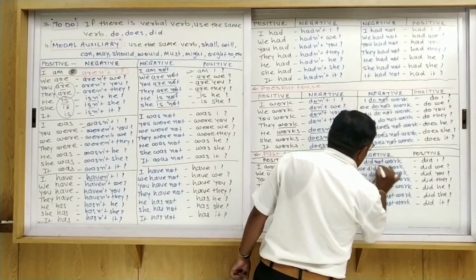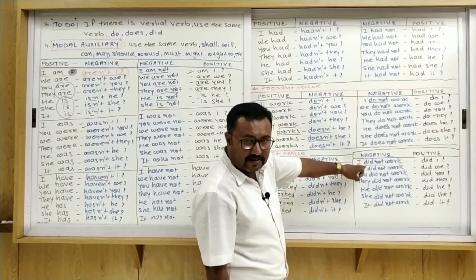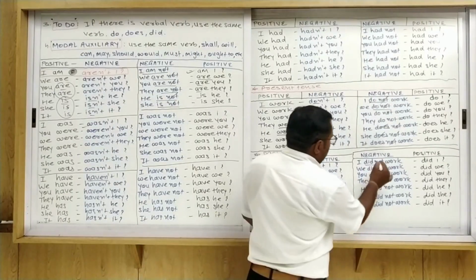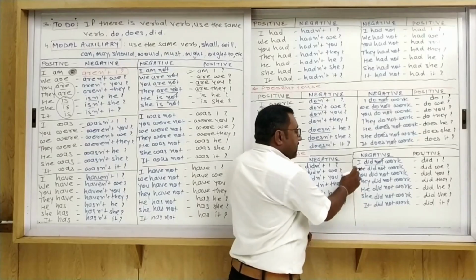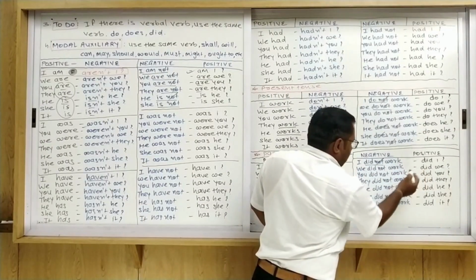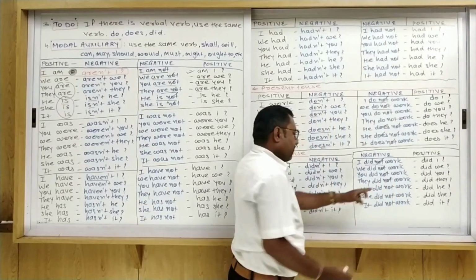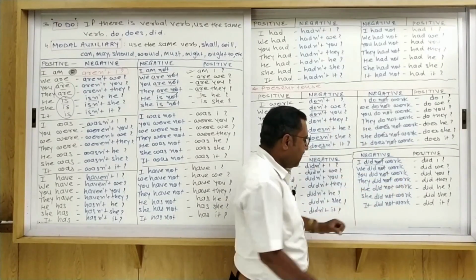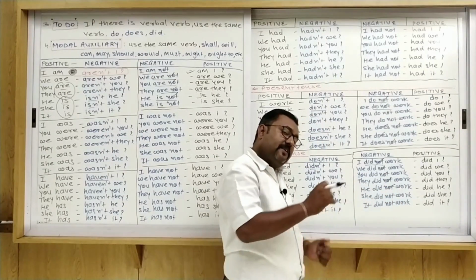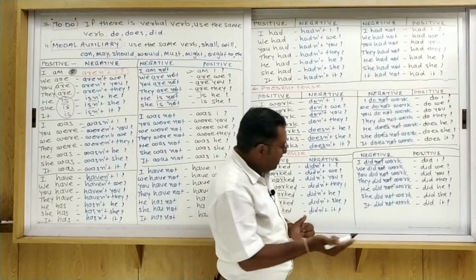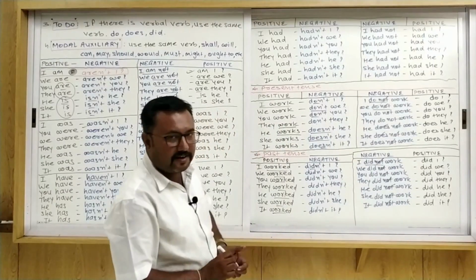The same thing, I did not work. The sentence is used here past tense. So remove not and write it down. Did I? We did not work, did we? You did not work, did you? They did not work, did they? He did not work, did he? She did not work, did she? And it did not work, did it?